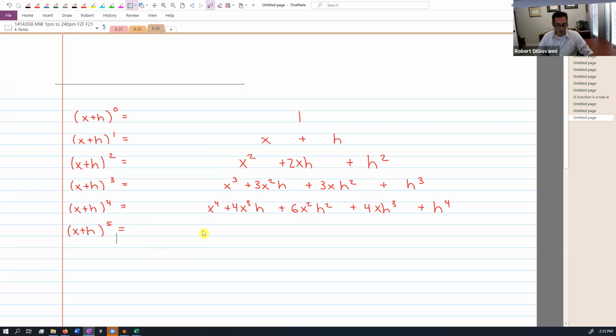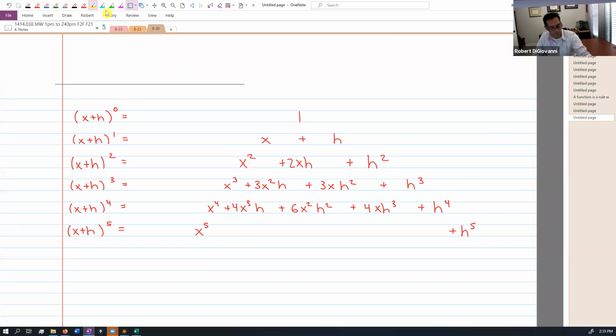Any guess as to what the first term is going to be? Look at the pattern of the first terms. X to the 5th power. X to the 5th. Okay, that seems reasonable. That is correct. How about the last term? What does it look like the last term is going to be? H to the 5th. Okay, that's correct. Now, all the stuff in the middle, it's harder to see the pattern.